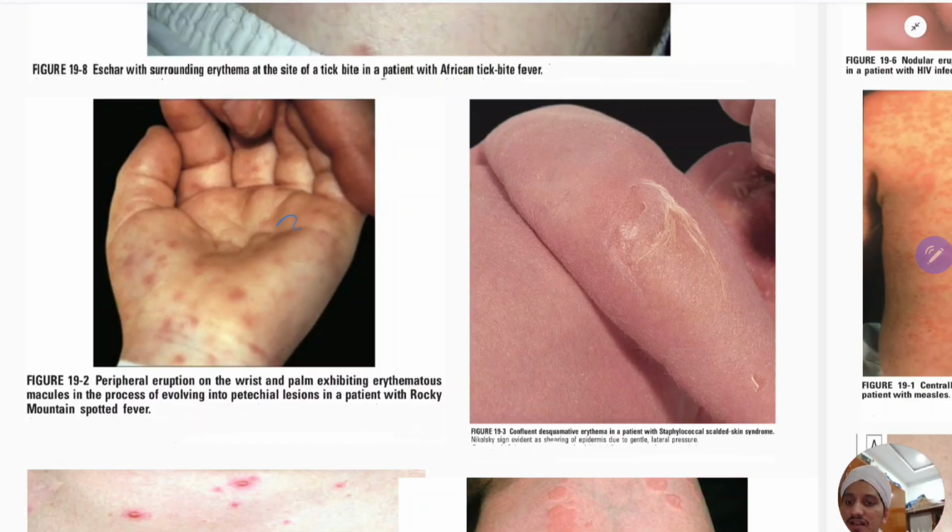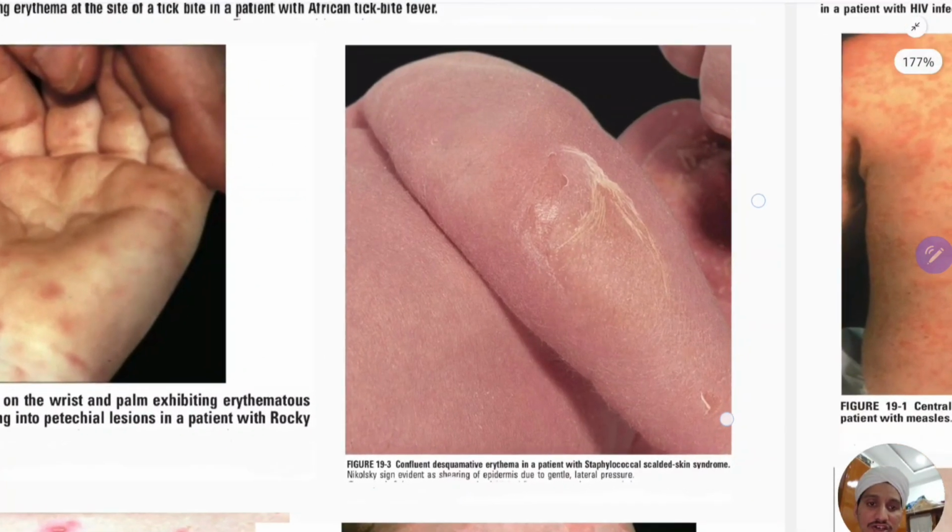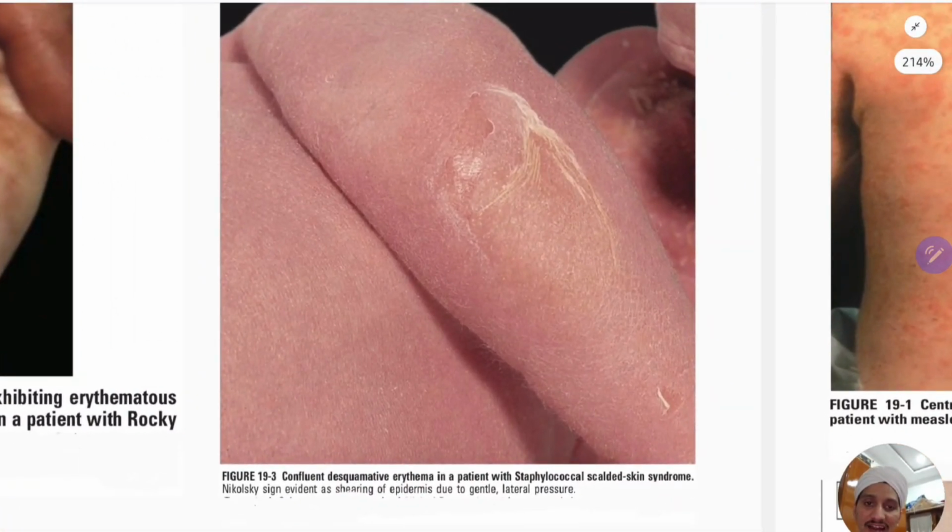Then you can see here this is a peripheral maculopapular eruption which is appearing on the palms. These are blanching. That means this is a feature of Rocky Mountain spotted fever. And you can see Nikolsky's sign here. What is that Nikolsky sign? This is a neonate. If you just give a lateral pressure to the skin it is easily peeled off in this neonate. So that is a feature of staphylococcal scalded skin syndrome.